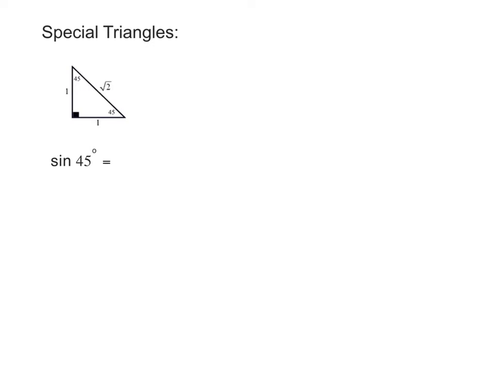So let's say that using the definitions on the previous page, we would like to find what the sine of 45 degrees is. We have a 45, 45, 90 right triangle here, and we want to find out what the sine of 45 degrees is. Sine is equal to opposite over hypotenuse. The side opposite the 45 degrees is obviously equal to 1, and the hypotenuse is equal to the square root of 2, so therefore the sine of 45 degrees is 1 over the square root of 2.